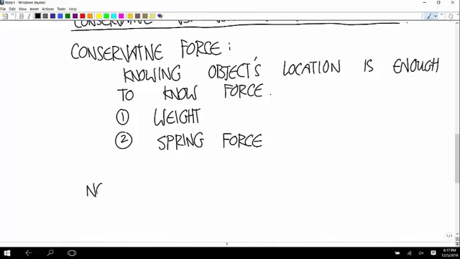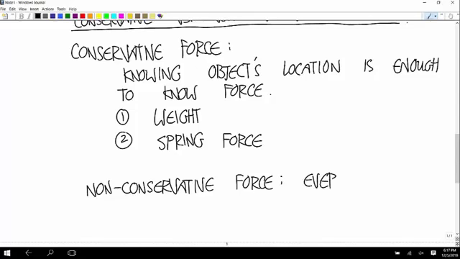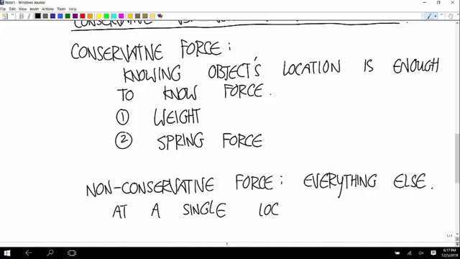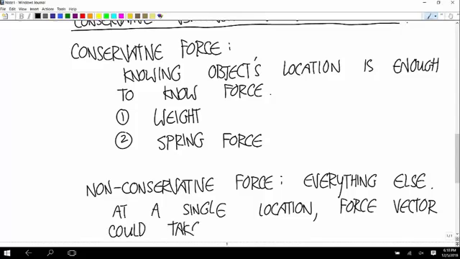Okay, so non-conservative forces is everything else. And the requirement there is that at a single location, the force vector could take multiple values. Well, depending on just the circumstances. So I think this is what I did last time.